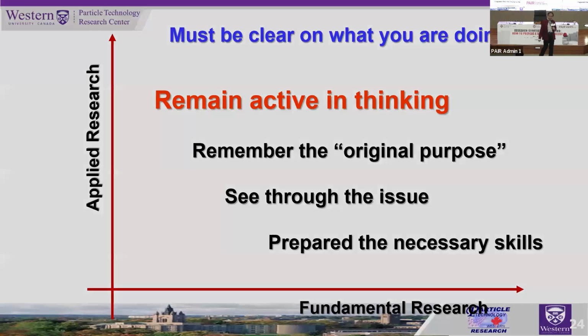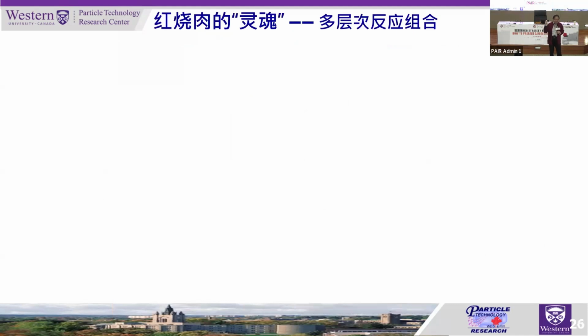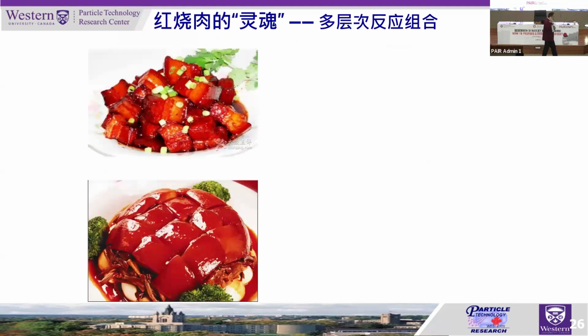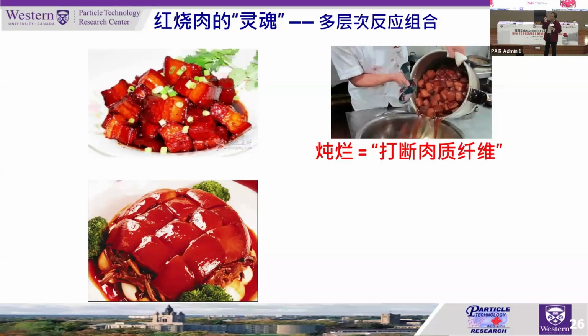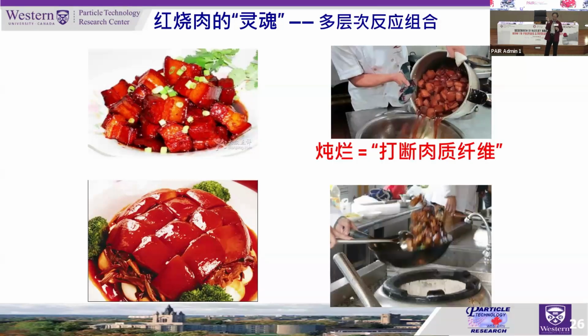necessary skills. Okay, I'm trying to give an example. Forgive me, I have this in Chinese. I trust most of you read it, but otherwise I'll explain it. This is a very famous dish in Chinese, right? Called Hong Shao Rou. It's a stewed pork. Okay, but what is really the essence here to make a nice, tasteful, beautiful dish?